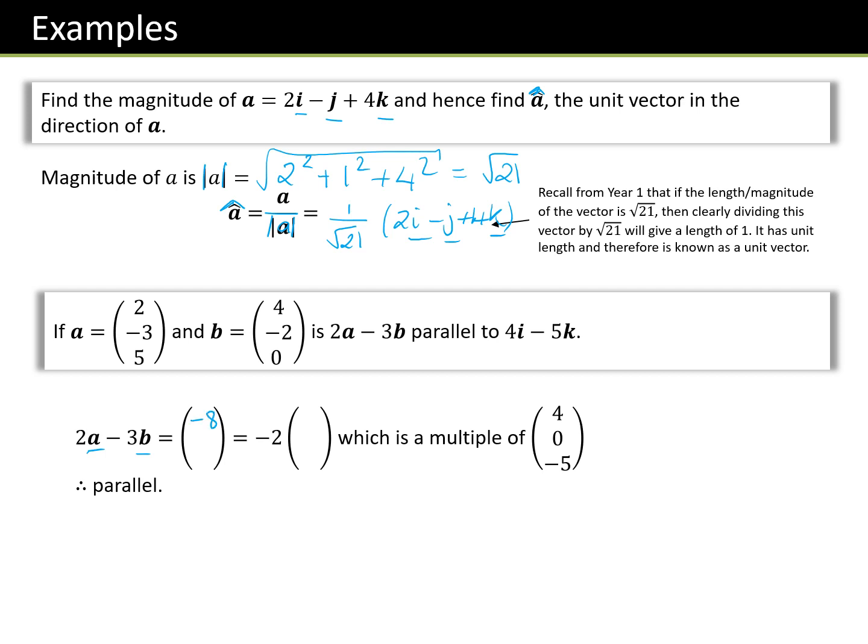Then in the y direction, or the j direction, -6 + 6, so that will be 0. And then in the k direction, we're going to have 10 - 0, which will be 10, which is 2 lots, or -2 lots, sorry, of (4, 0, -5). So because it is a scalar multiple of the vector that we're saying it's parallel to, it is therefore parallel.